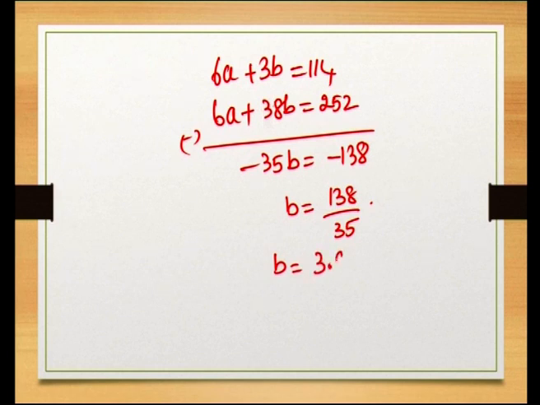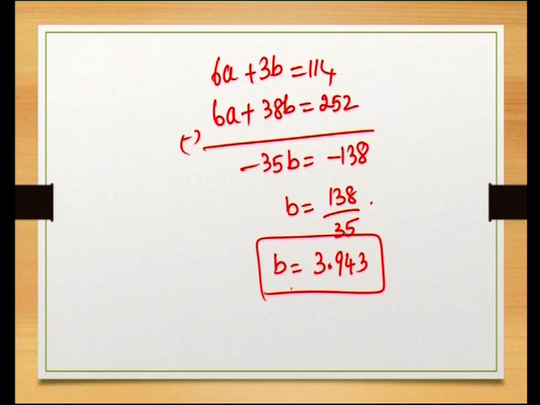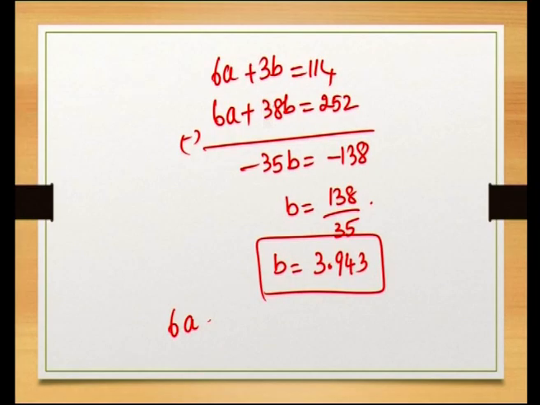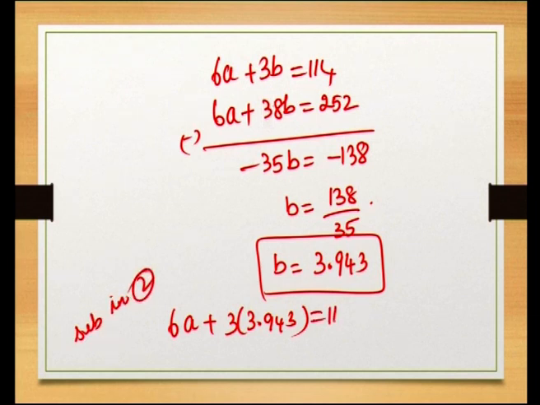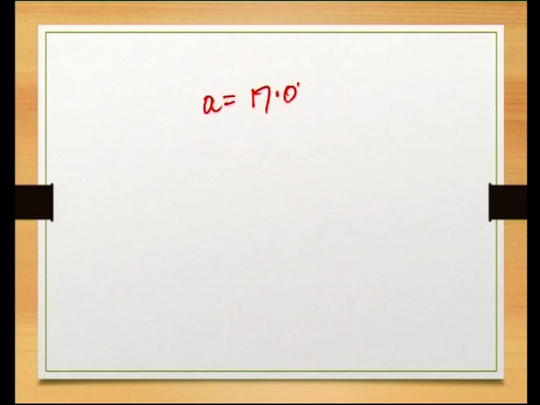and this value comes to be b is equal to 3.943. Now, substitute this b value in either the second or third equation. I am substituting this in 2. We get 6a plus 3 into 3.943 is equal to 114. We get 6a is equal to 102.171. So, a is equal to 17.029.